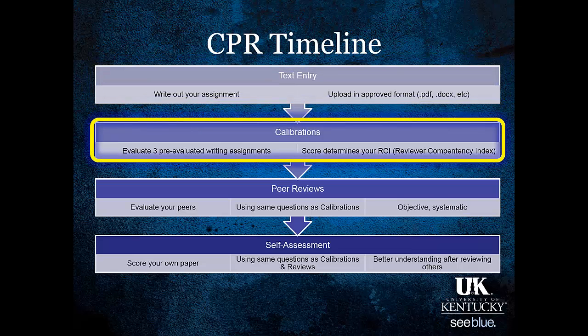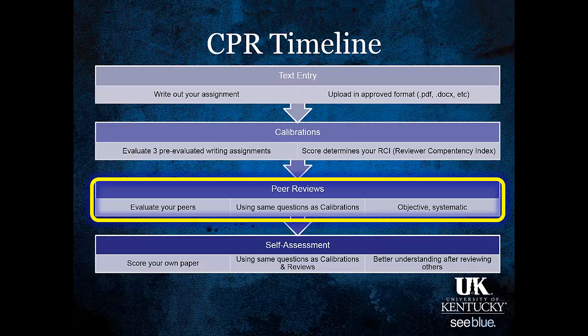The second step are the calibrations. This is where you'll be given 3 pre-evaluated writing assignments that we, the instructors, have already graded. Your score on each of these calibrations will determine your reviewer competency index, or your RCI. This score allows CPR to evenly and fairly evaluate each student. If you're a student that's been graded by a poor reviewer and that reviewer doesn't give you an accurate score, that score won't reflect as much on your score as someone who did better on the calibrations. We'll go into more detail about these later.